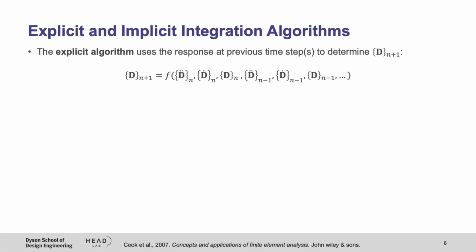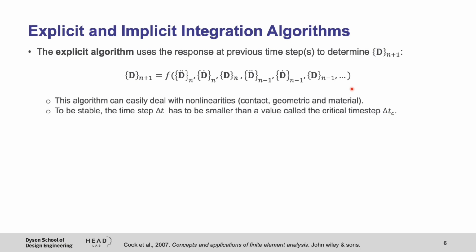The explicit algorithm uses the response at previous time steps to determine d n plus 1. So here you can see that d n plus 1 is a function of acceleration, velocity, and displacement at previous time steps. This algorithm can easily deal with non-linearities, which are 3 types in structural mechanics: contact, geometric, and material. To be stable, the time step has to be smaller than a value called the critical time step.